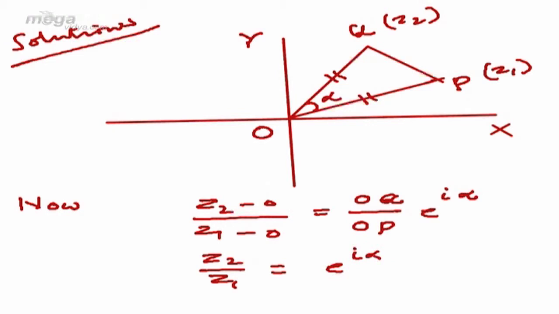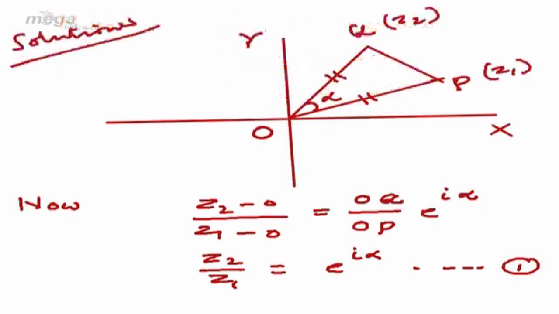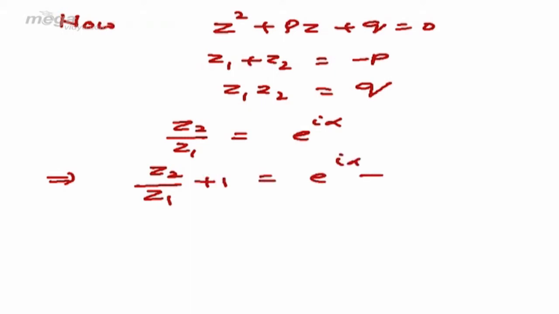Now the equation given is Z square plus PZ plus Q is equal to 0. So Z1 plus Z2 is equal to minus P and Z1 into Z2 is equal to Q. Z2 by Z1 is equal to e to the power i alpha, this is equation number 1. If we add 1 on both sides, this will become Z2 by Z1 plus 1 is equal to e to the power i alpha plus 1.